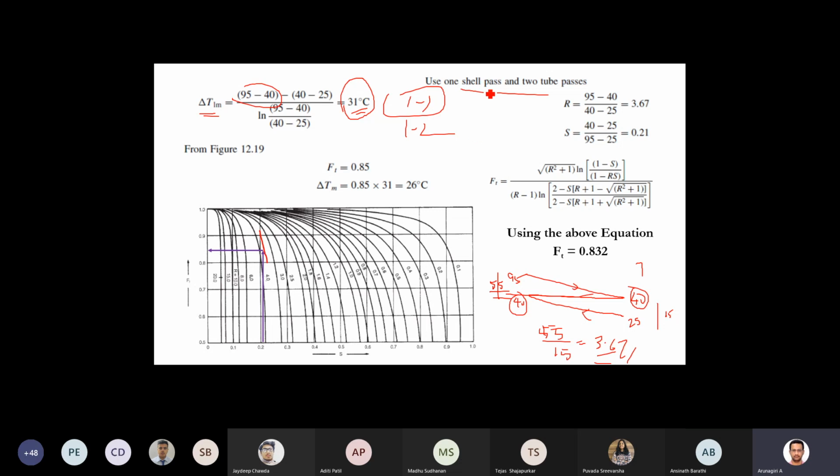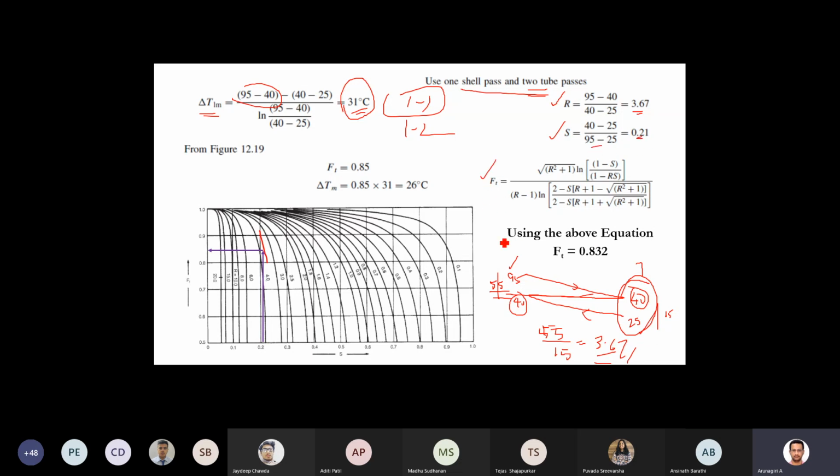If the number of tube passes is more than 1, what should we do? We should calculate the capacity ratio and S value, the effectiveness. What is the capacity ratio? 95 minus 40 divided by 40 minus 25, 3.67. S is the actual temperature rise of cooling water, 40 minus 25, and the maximum possible is 95 minus 25. So this is your effectiveness.